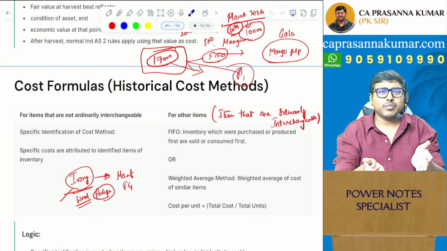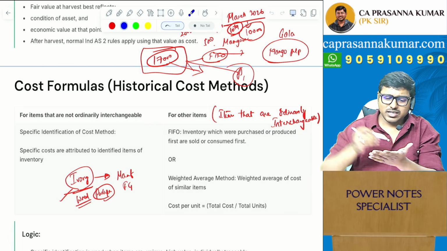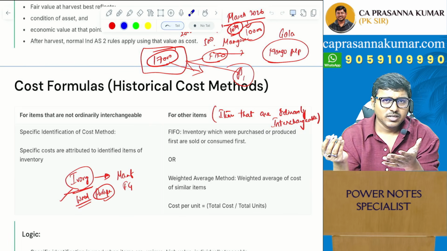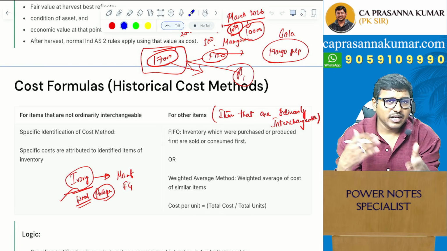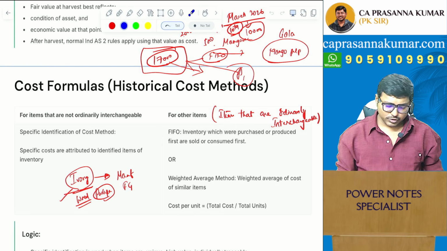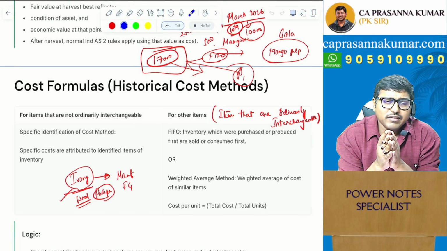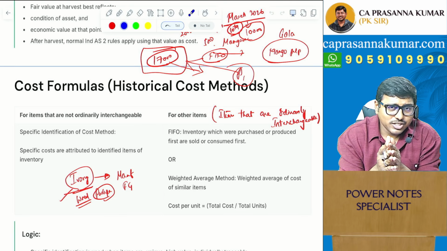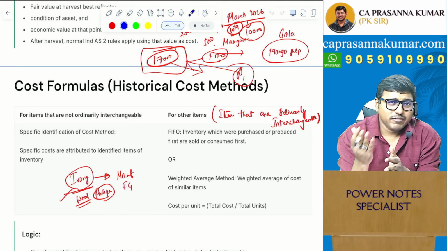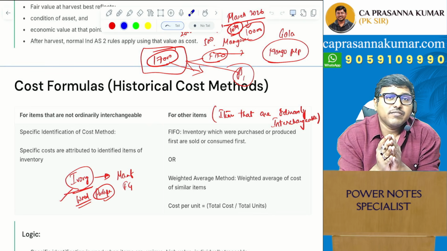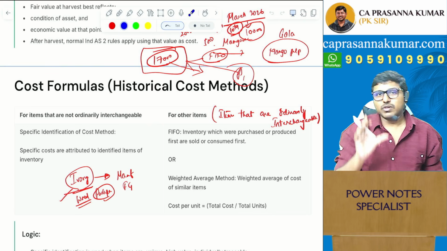Whatever the stock that you buy, any stock will be given, and ultimately only on the page you will write those numbers, FIFO method or weighted average method, because all these units can be ordinarily interchangeable. As simple as that. Got it? So when it comes to historical cost method, all you have to do is identify whether the stock is ordinarily interchangeable or not. If it is yes, apply FIFO method or weighted average method. If it is no, then go for specific identification method because each inventory will be unique.